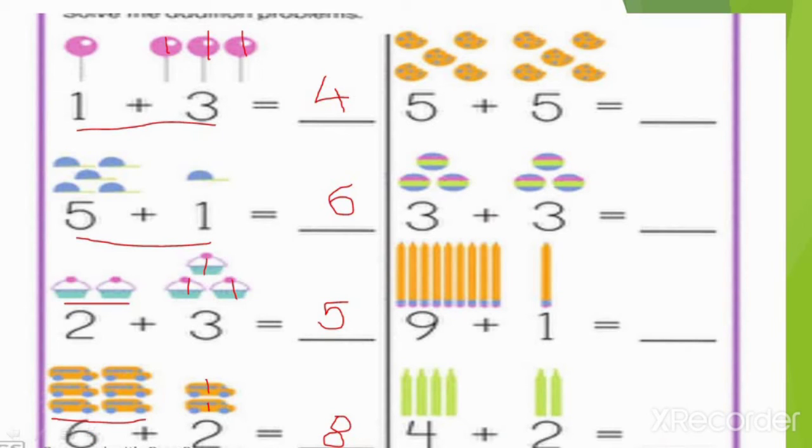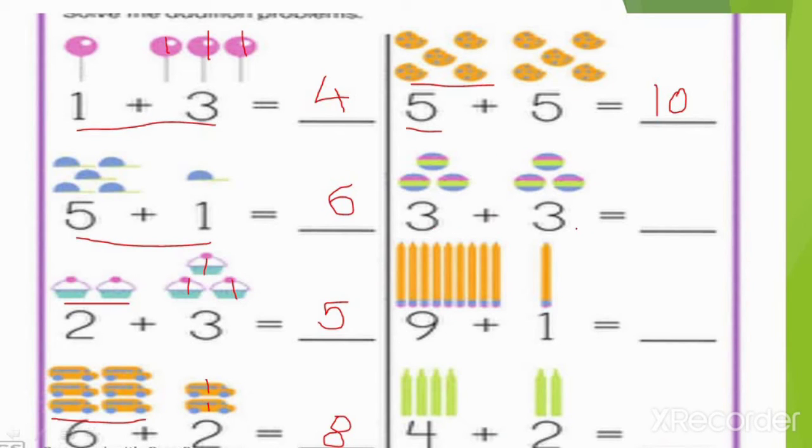Okay. Next is 5 plus 5. Look, these are 5 objects. 1, 2, 3, 4, 5. Done. 5 plus 5. What will happen if we add 5 to number 5? 6, 7, 8, 9 and 10. By adding 5 to number 5, we get number 10.